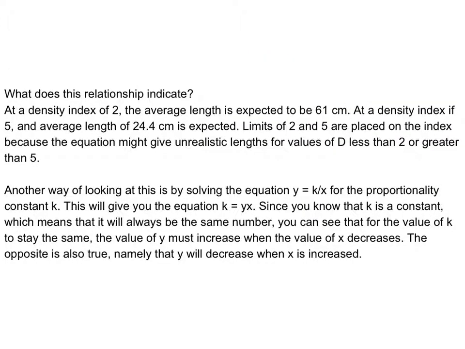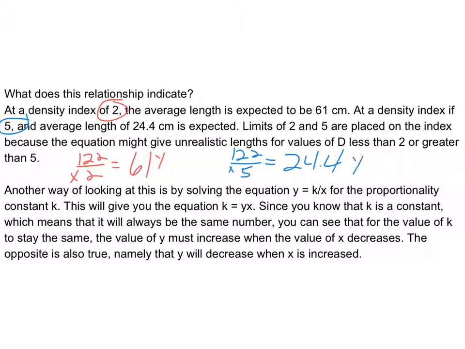So what does that relationship indicate that you just read? If we had plugged in a 2 for x in that equation, we'd get 122 divided by 2, and we would get 61. So the average length is 61 centimeters. If we plugged in 5, 122 over 5, we get 24.4. So you'll notice, here's my x, here's my y, here's my x, here's my y. As my x value got bigger, going from 2 to 5, my y value got smaller, going from 61 to 24.4.